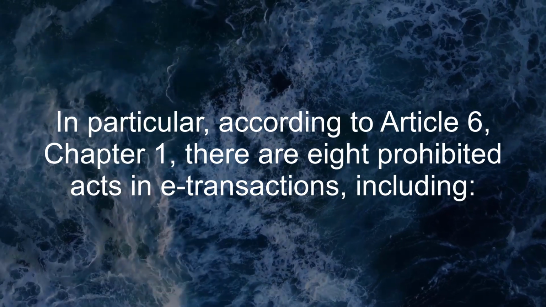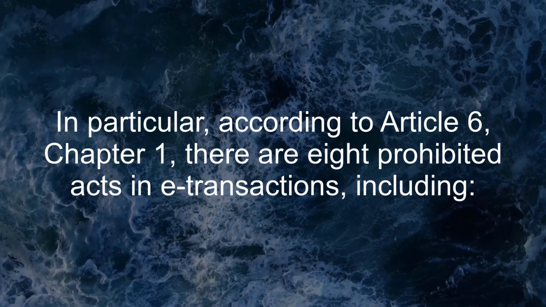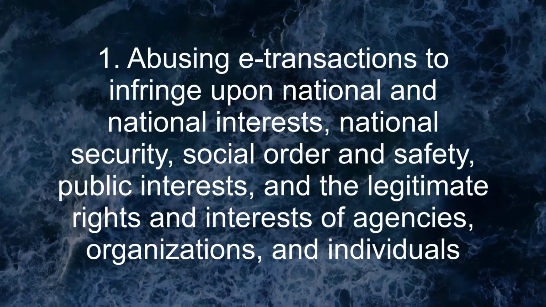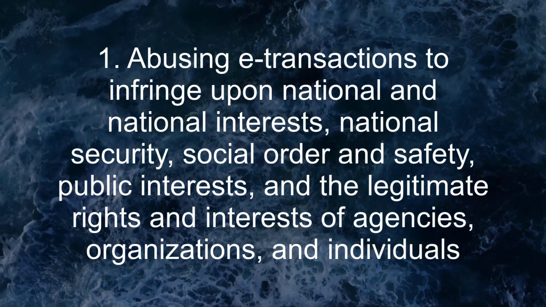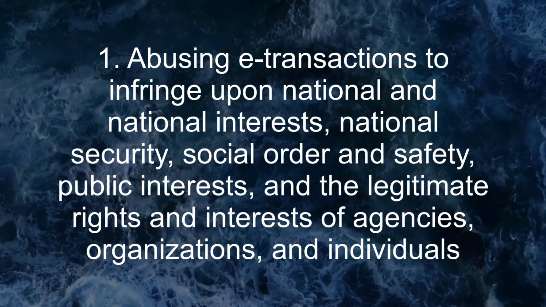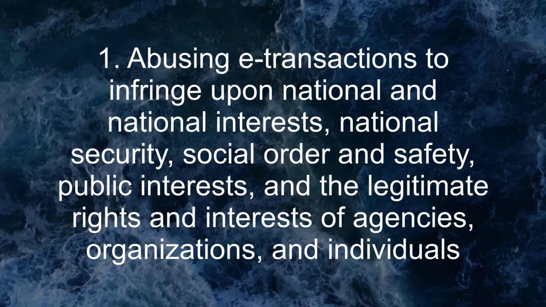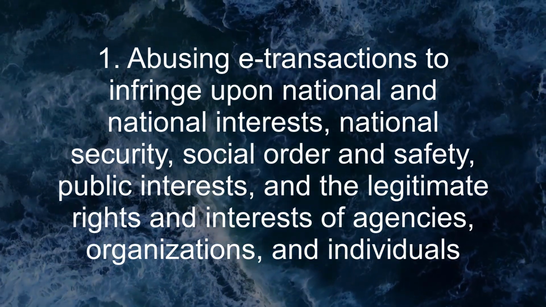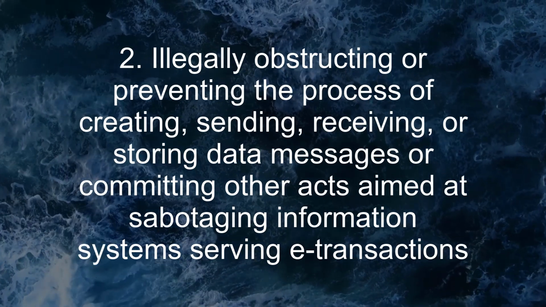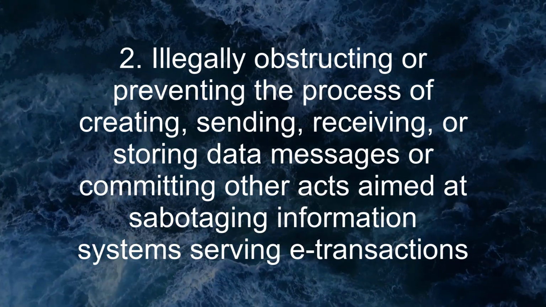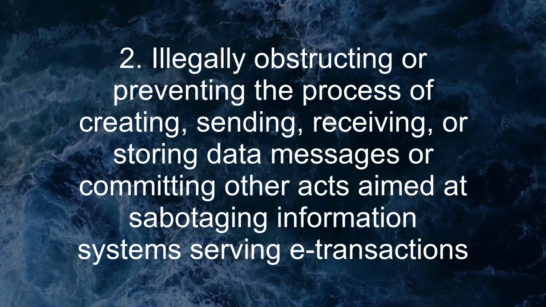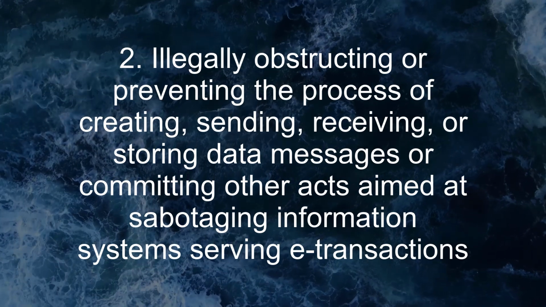In particular, according to Article 6, Chapter 1, there are 8 prohibited acts in e-transactions, including 1. Abusing e-transactions to infringe upon national and national interests, national security, social order and safety, public interests, and the legitimate rights and interests of agencies, organizations, and individuals. 2. Illegally obstructing or preventing the process of creating, sending, receiving, or storing data messages or committing other acts aimed at sabotaging information systems serving e-transactions.